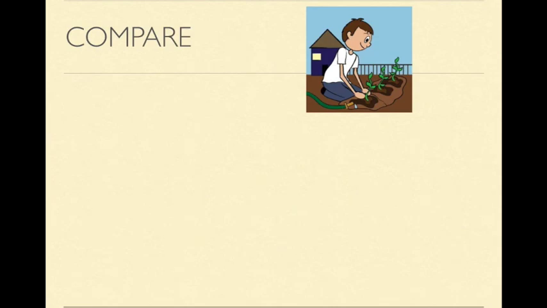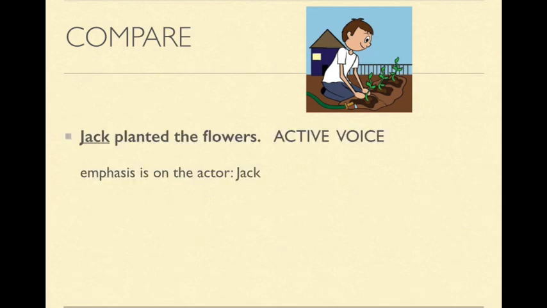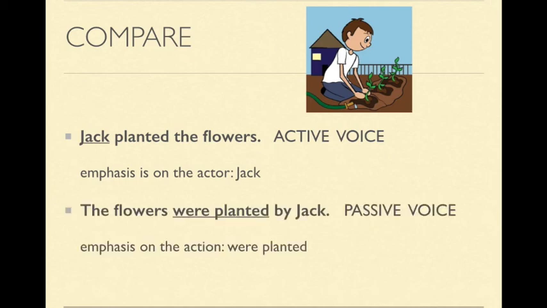Let's look at the difference. Jack planted the flowers. This is written in active voice because the emphasis is on the actor, Jack. The flowers were planted by Jack. This sentence has the same meaning, but it's written in a different way. It's written in passive voice. The emphasis is on the action, were planted.